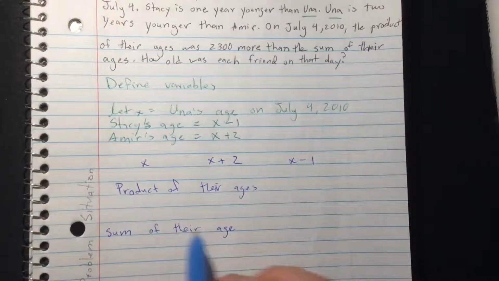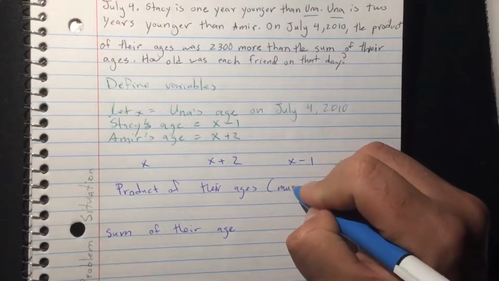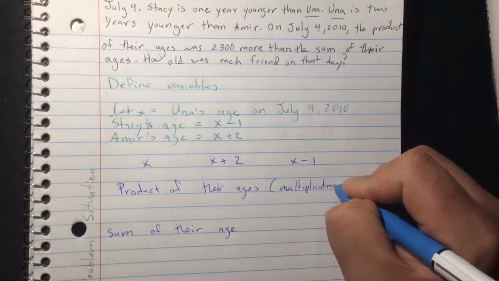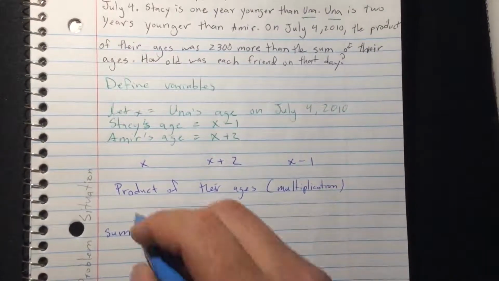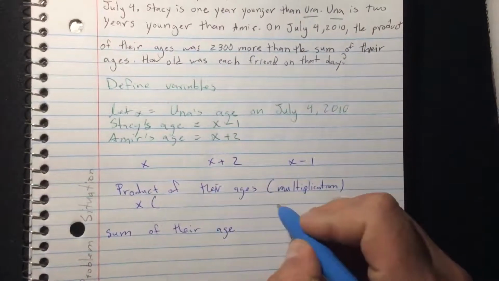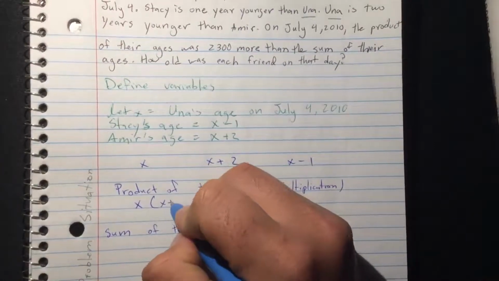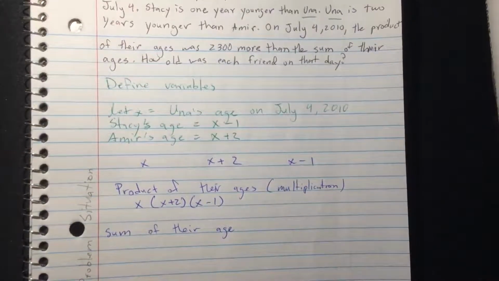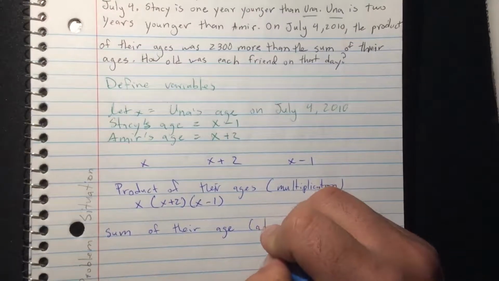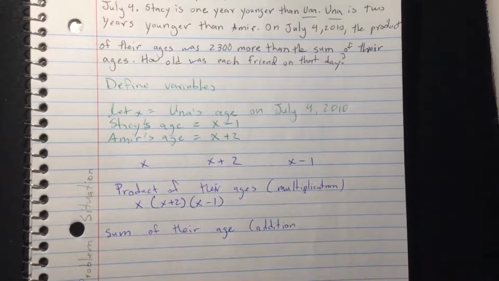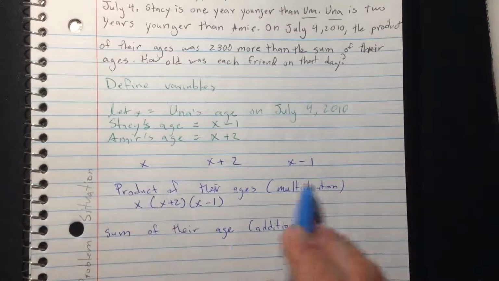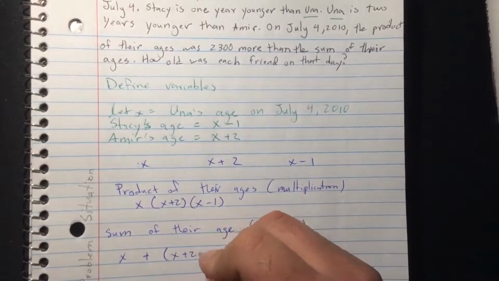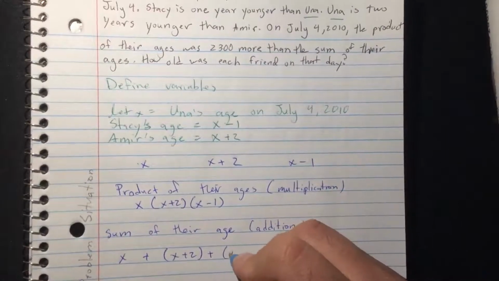So the product, meaning multiplication, is going to be our x times our x plus 2 times our x minus 1. And the sum is just addition of these, so the sum would be x plus x plus 2 plus x minus 1.